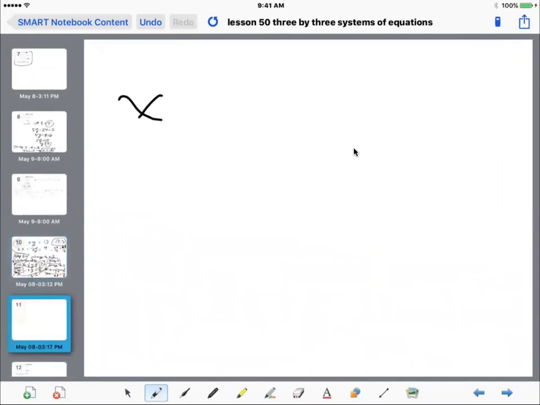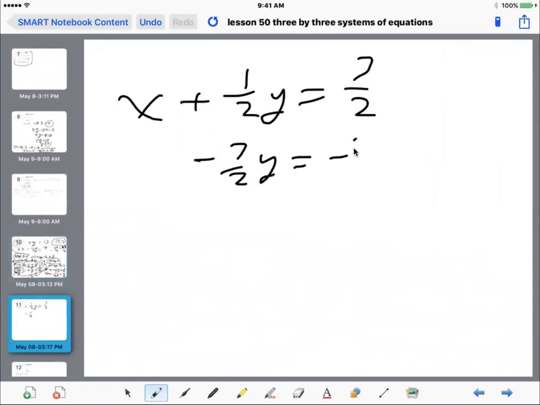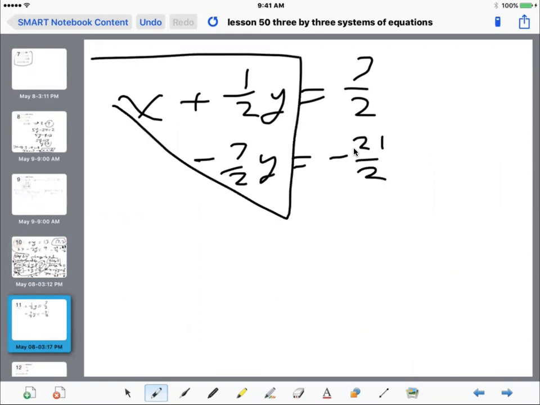Notice how x plus 1/2 y equals 3 over 2 and -7 over 2y equals -21 over 2. That is in upper triangular form. Upper triangular form is where, basically for a 2x2, you have a 0 in the bottom left-hand corner.